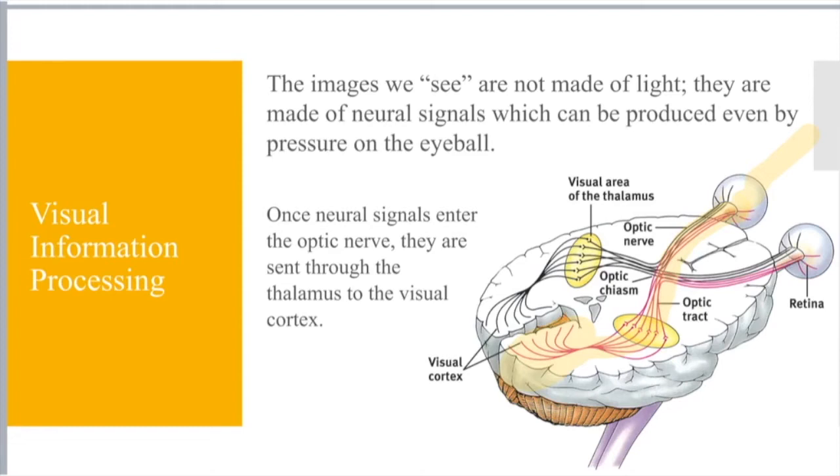Once the neural signals enter the optic nerve, they are sent through the thalamus to the visual cortex, that occipital lobe. I mentioned here that it's not always light that's producing this, but our eyes are so sensitive and our optic nerve is so sensitive, you can actually close your eyes, and if you turn your eye to the left and you press on the right corner of your eyelid, you can see that there is pressure there. You can visually see that like light. It's like when you rub your eyes really hard and you see stars or you see spots, right?